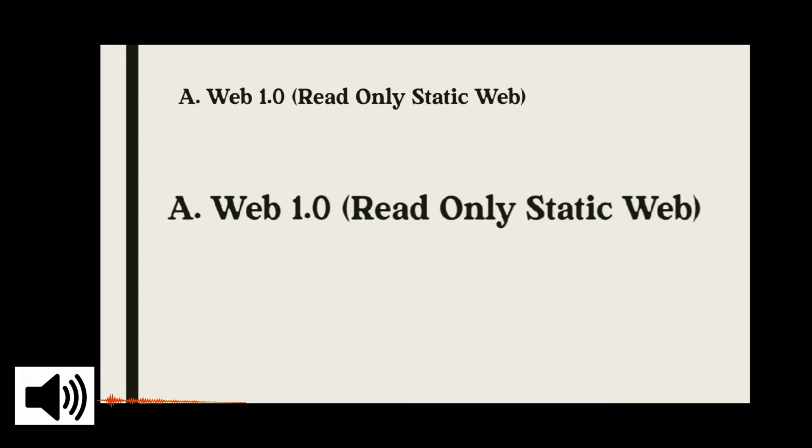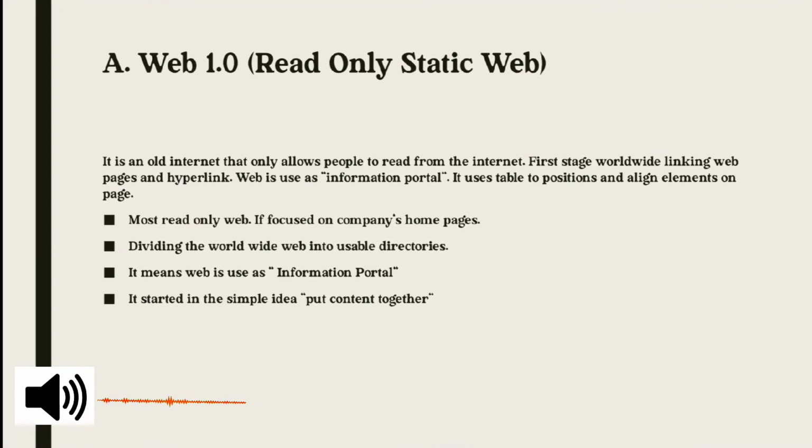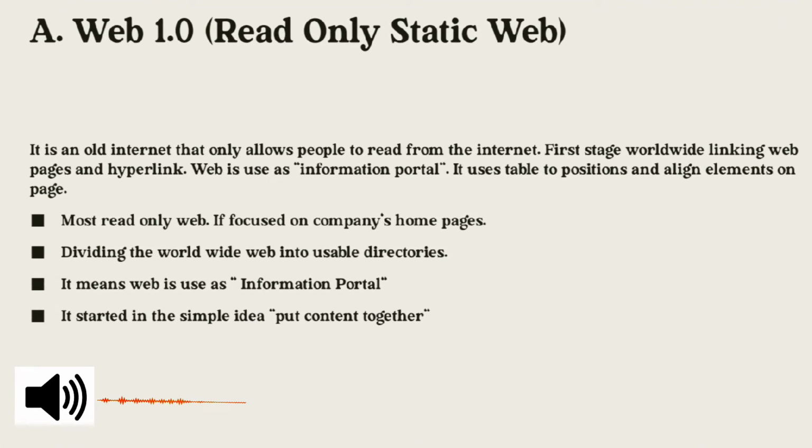It is an old internet that only allows people to read from the internet. First stage: worldwide linking web pages and hyperlinks. The web is used as an information portal. It uses tables to position and align elements on a page. It is the most read-only web. It focuses on companies' home pages. Dividing the World Wide Web into usable directories means the web is used as an information portal. It started with the simple idea: put content together.